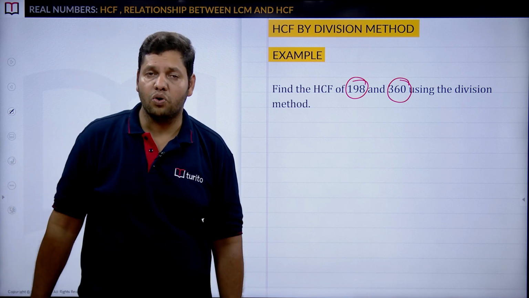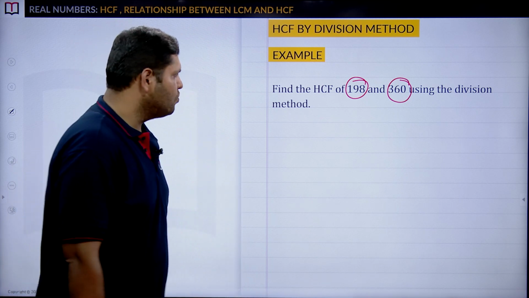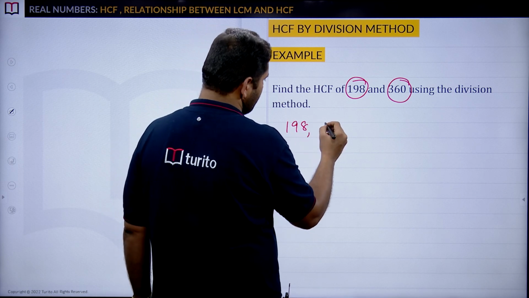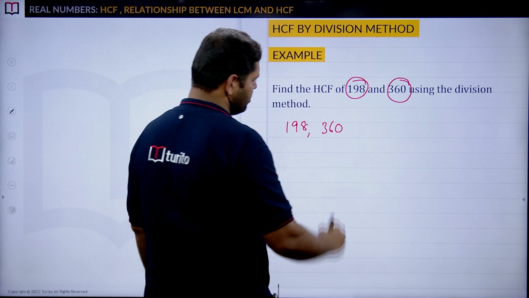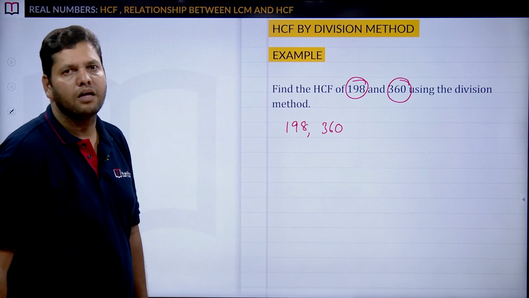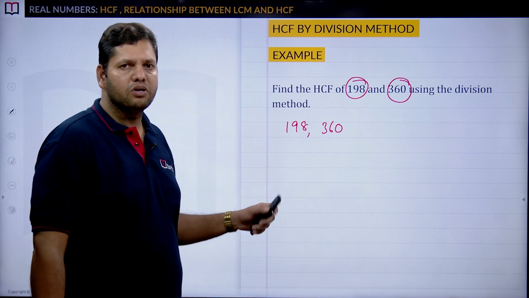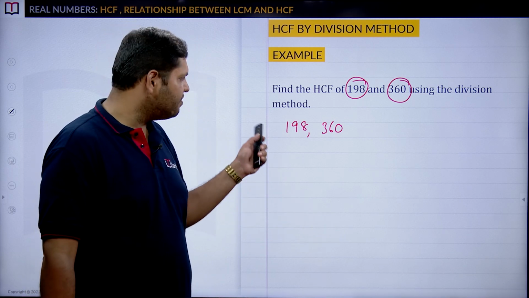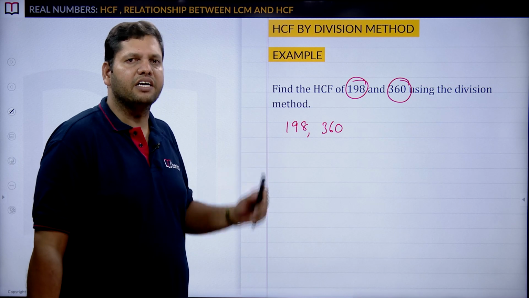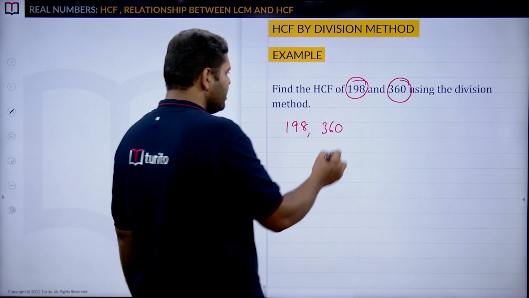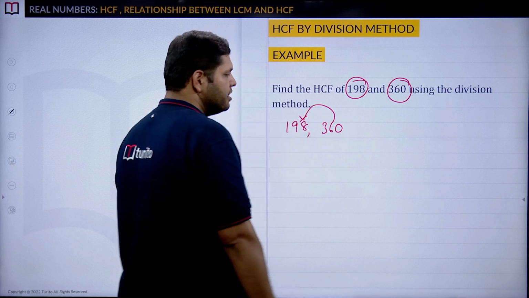Children, see here they have given only 2 numbers. So one number is what? First number 198 and second number 360. Okay. So I want to divide, children, this. Can you tell me which number divides which number? 198 divided by 360 or 360 divided by 198. Tell me, children, which is possible? So 360 divided by 198 is possible, isn't it?